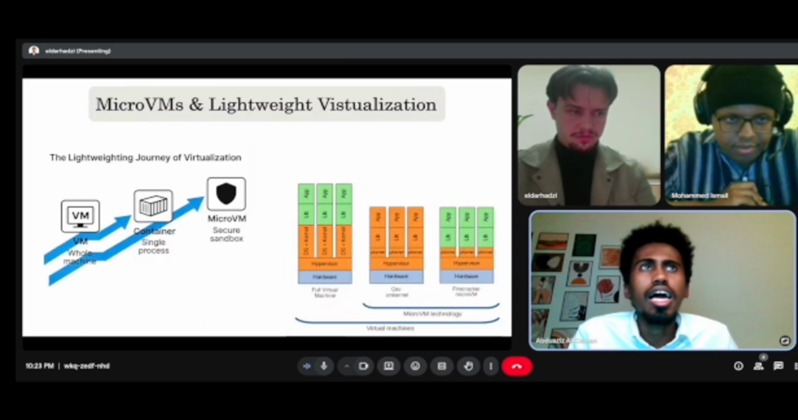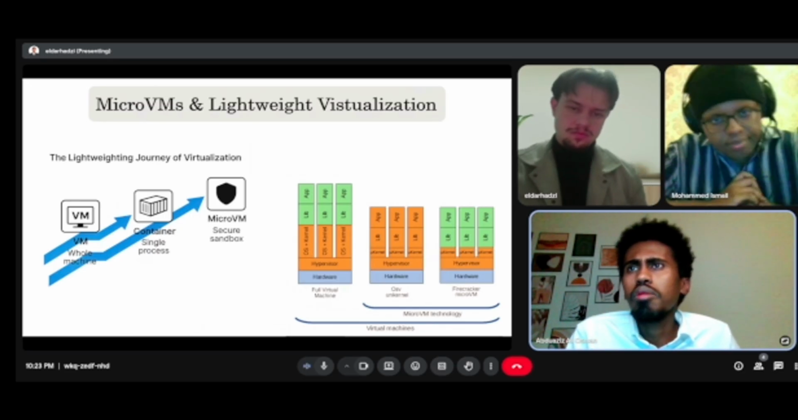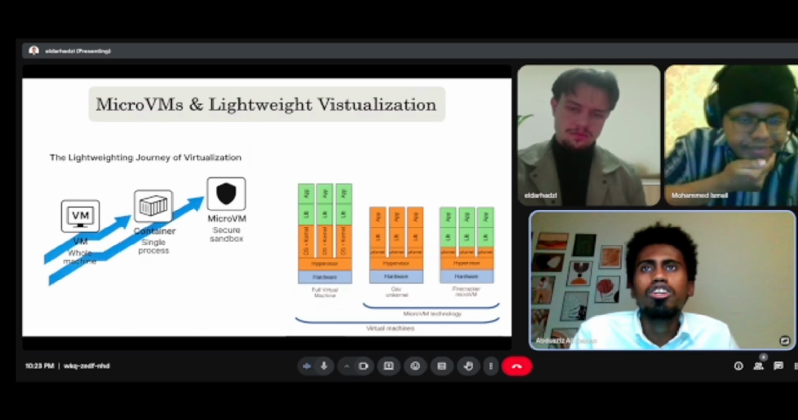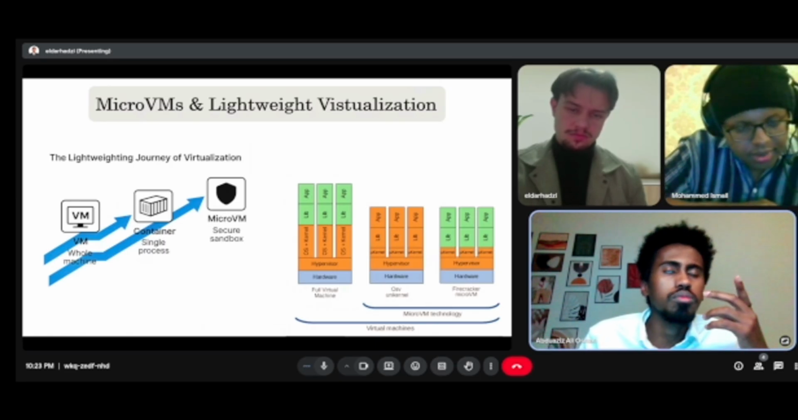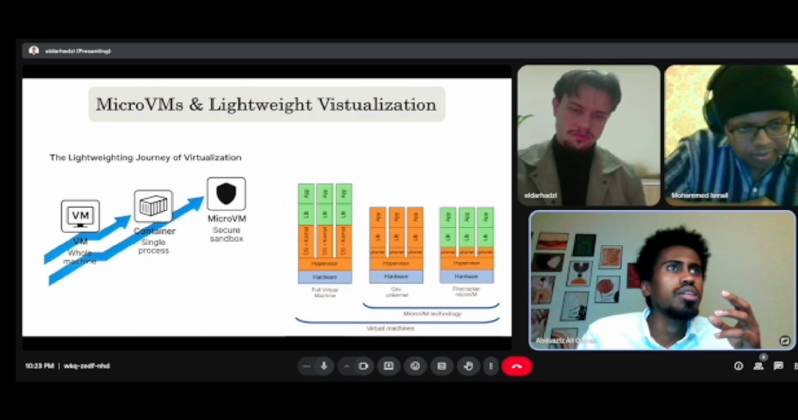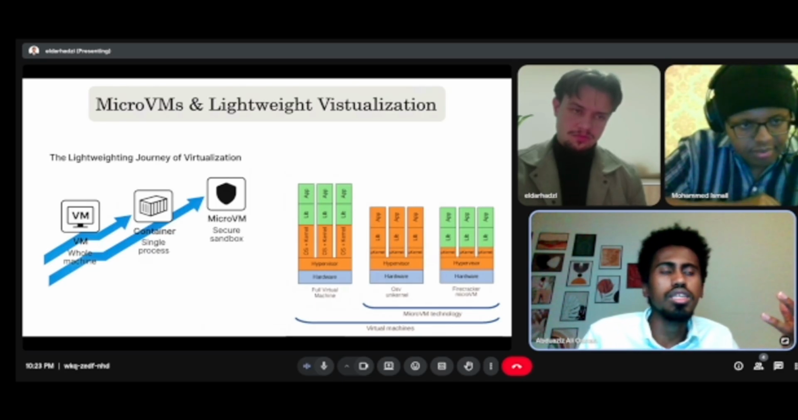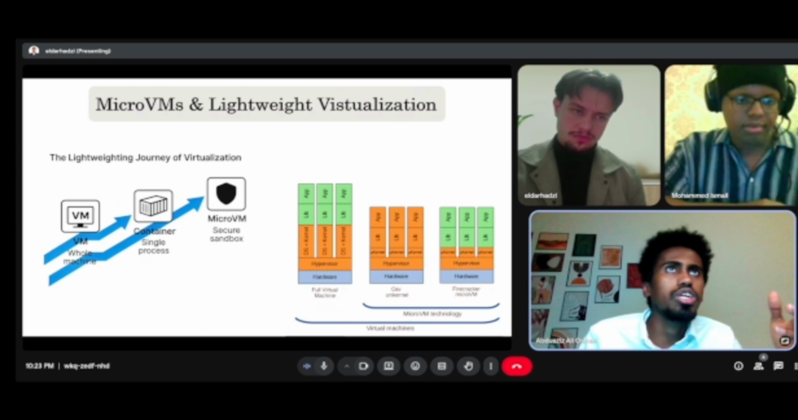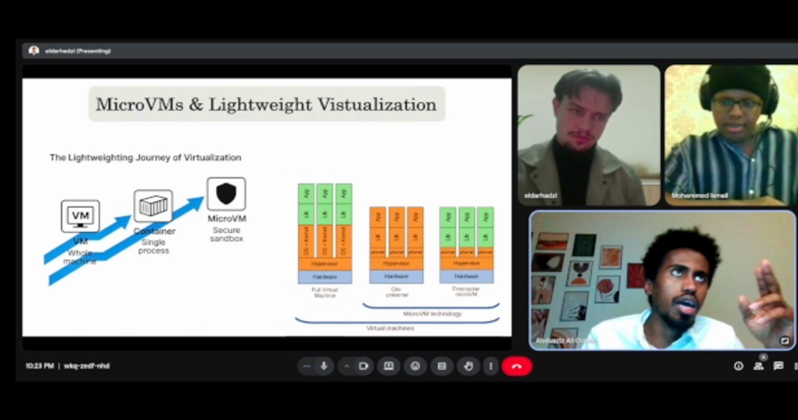And here, micro VMs and lightweight virtualization. Micro VMs are designed for serverless and container-scale workloads, like the one Eldar mentioned. Firecracker, I personally use it, and it helps with a lot of workloads. For example, compared to how a normal operating system communicates with another one, it has to send earlier.